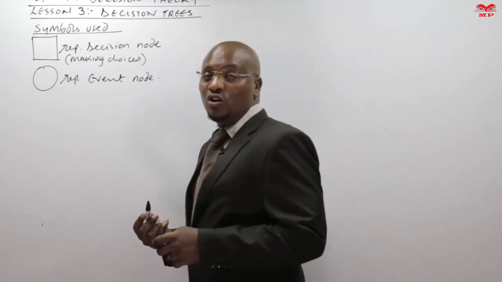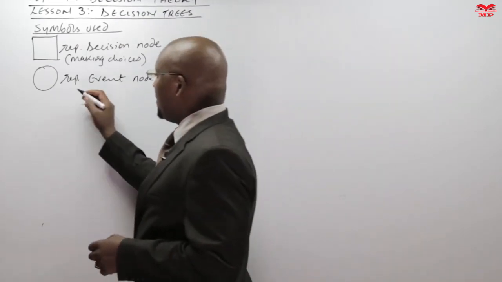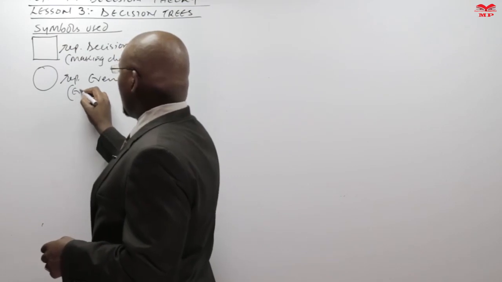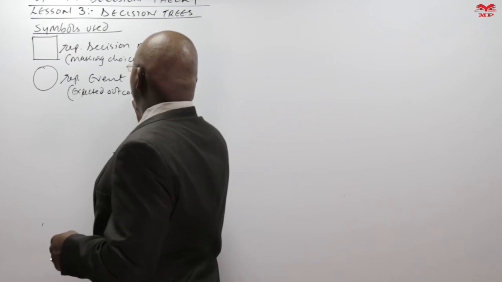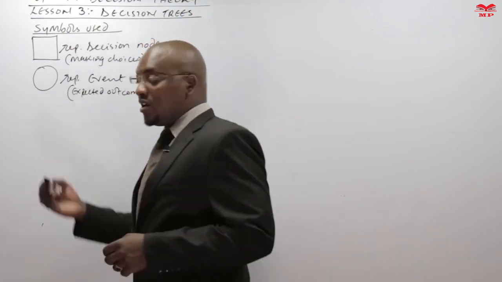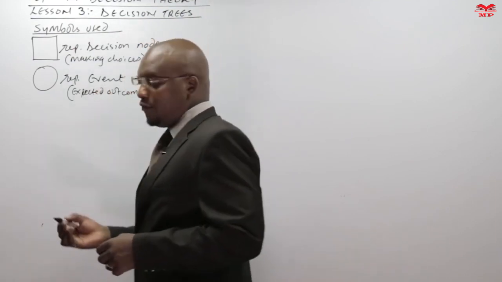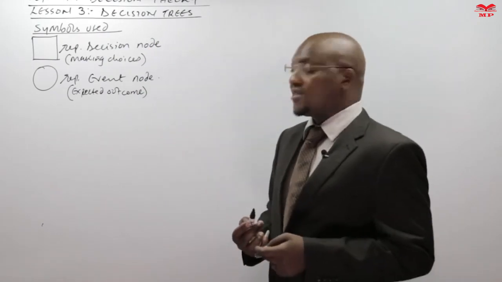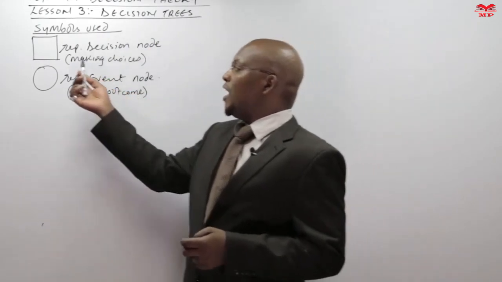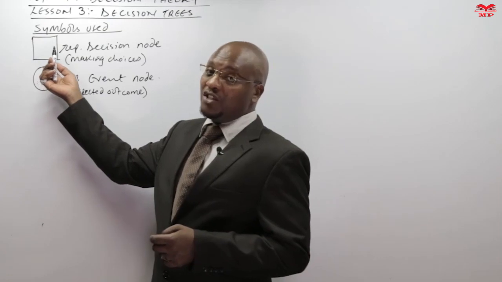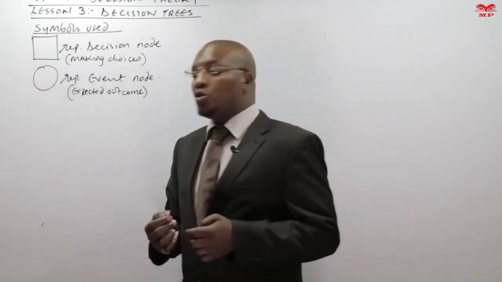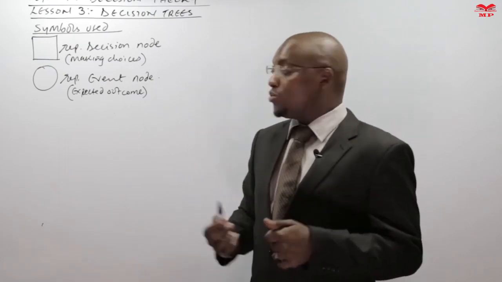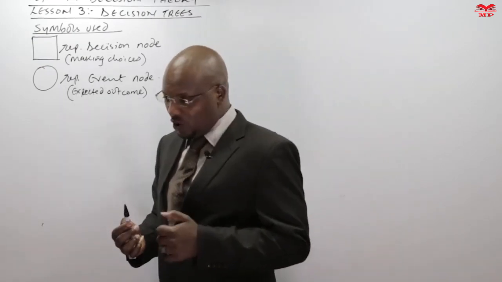But the event node is used when you are determining the outcome. So this is for the expected outcome. Here you don't make a decision, but you look at the outcome of all the possible states. When you have alternative decisions, we use a box, and for the states of nature or the conditions, we normally use these event nodes.